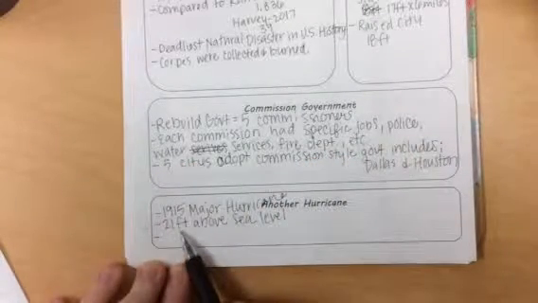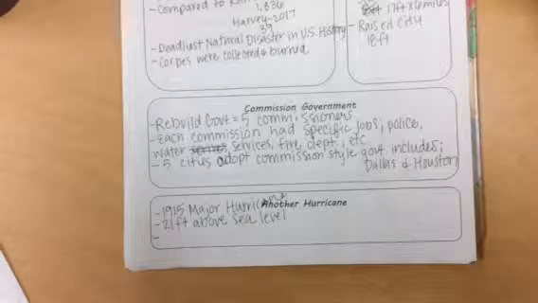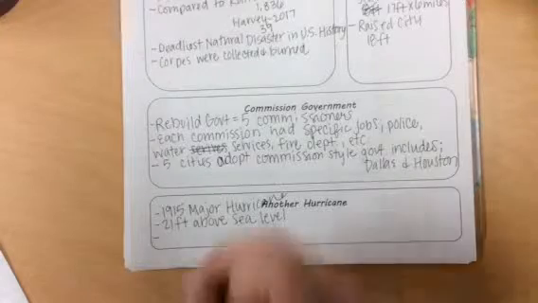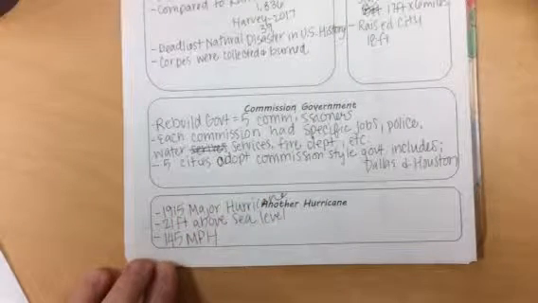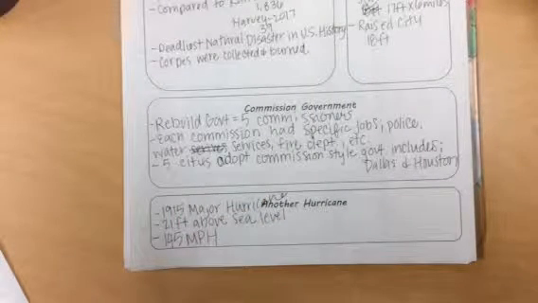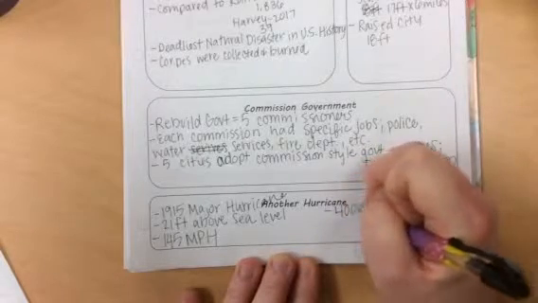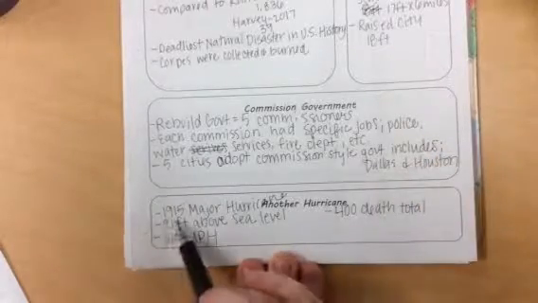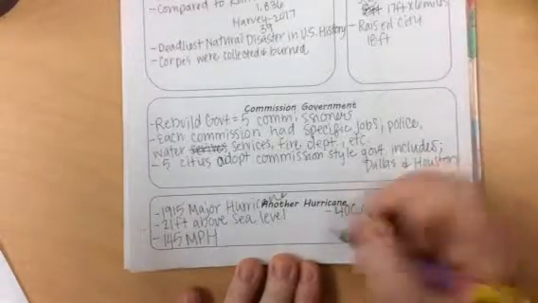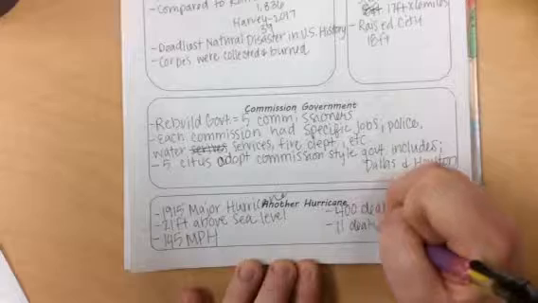Is that higher or lower than the Galveston storm? Pause for an answer. Okay, and also the winds were 150 miles per hour. Is that greater or less than the Great Storm of 1900? Pausing for an answer. Okay, also we had 400 deaths total because of this 1915 storm. And then also in Galveston, there's only 11 deaths.